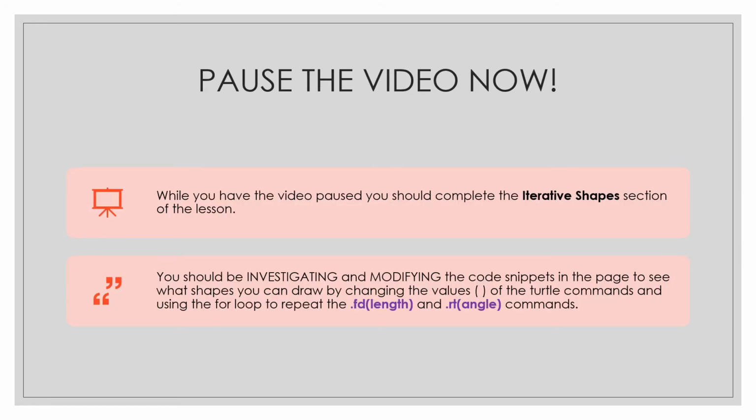So what you need to do now is, as before, pause the video in a moment to do the iterative shapes section of the lesson, and you should be investigating, so running the code as you go to see what it is doing and modifying it, changing it, adding to it, and making the code do different things. Do that by altering the values that you put in the brackets of the turtle commands. For example, here, instead of length, you would put a number. Instead of angle, you would put a number. And then use a for loop to repeat the code.